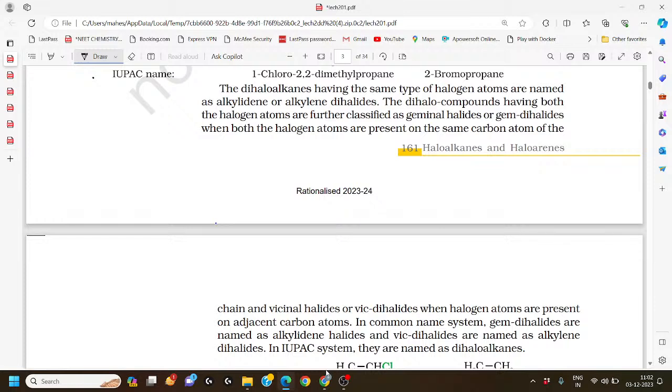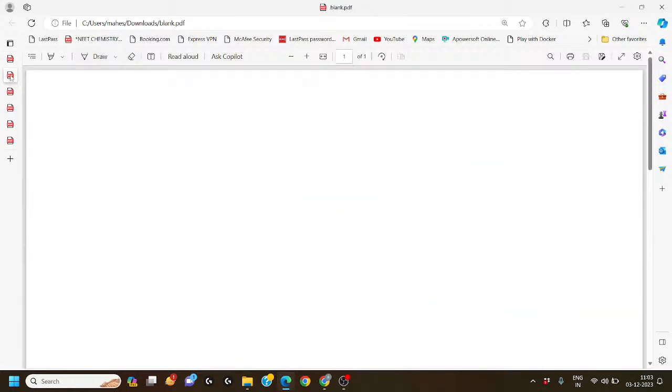Now let us try to understand this concept. Now let us try to understand this paragraph. The dihalogen alkanes having the same type of halogen atoms are named as alkylidene or alkylene dihalides. Before discussing these two paragraphs, let us understand the basic concepts of what gem dihalides and vicinal dihalides mean, by taking a whiteboard.